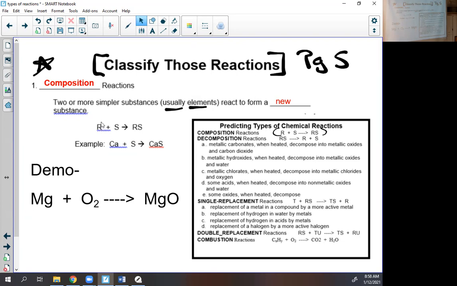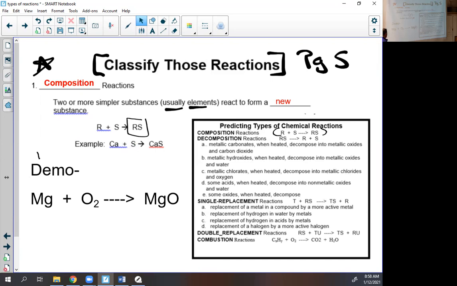All right, so here's an example. R plus S goes to RS. We are just making one product. Another example is calcium sulfide. We take calcium, we add sulfur, and we make calcium sulfide.